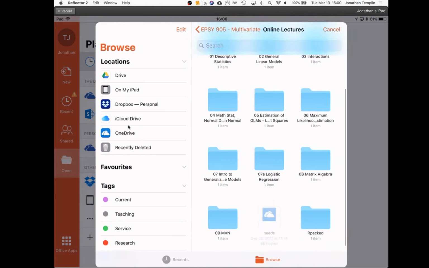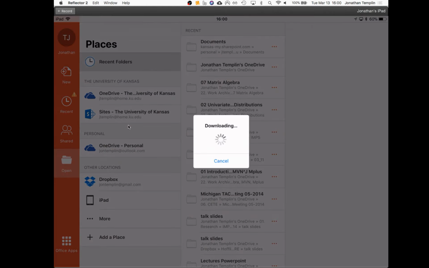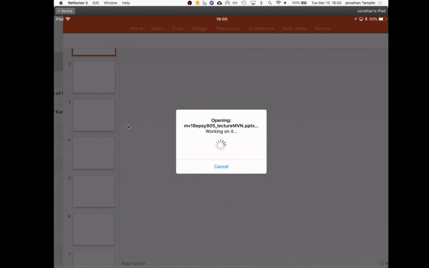Online, which is not online. There you go. You can see my filing system. It'll break. No, it's downloading. That's good. All right. Broke earlier today. Working on it.